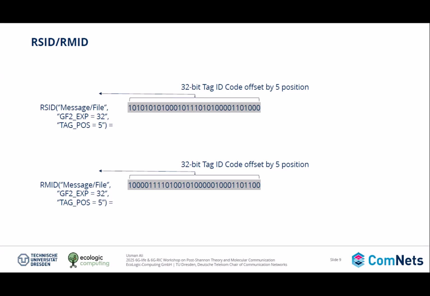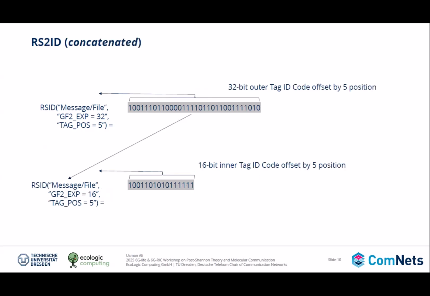But this will also generate a unique ID. And this might look like arbitrary bits, but they work in a similar way to the hash functions. And similarly, the Reed-Solomon concatenated codes work in the same way. You get some hash, but there you have an outer code and then an inner code, which uses half of the size of the outer code.